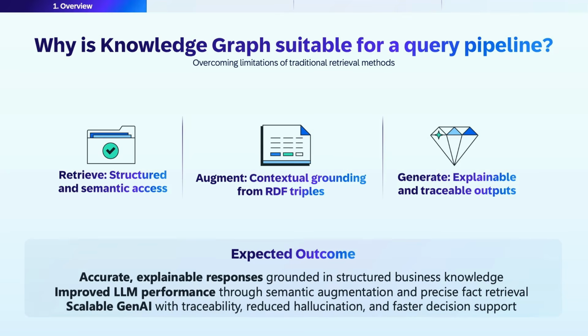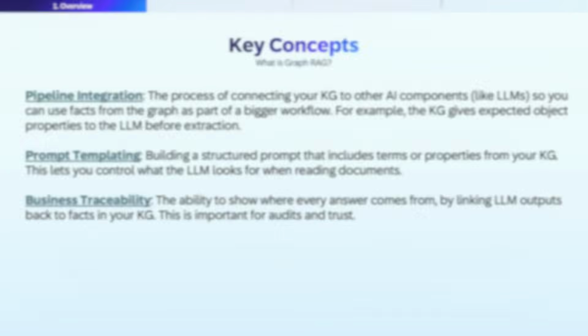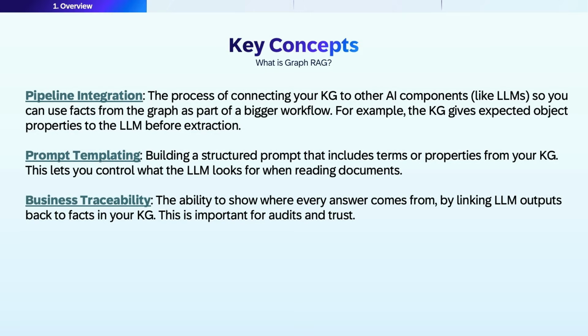In addition to the foundational concepts that we introduced in the graph-based RAG knowledge graph creation best practice, let's first introduce some additional concepts that are critical to understand the remaining sections of this article. Pipeline integration. The process of connecting your knowledge graph to other AI components, like large language models, so you can use facts from the graph as part of a bigger workflow.